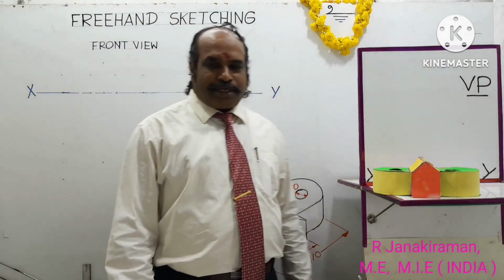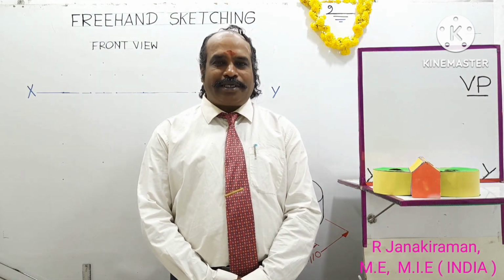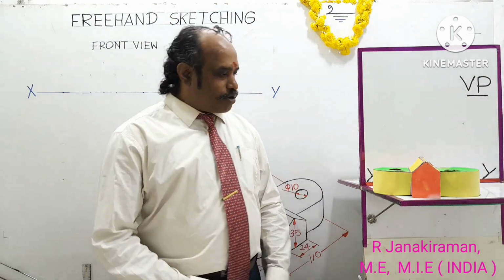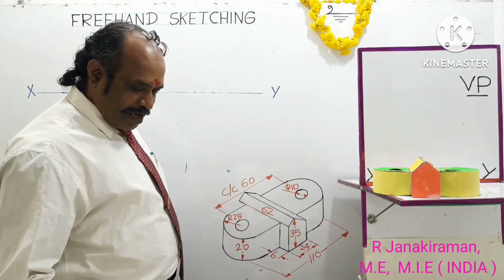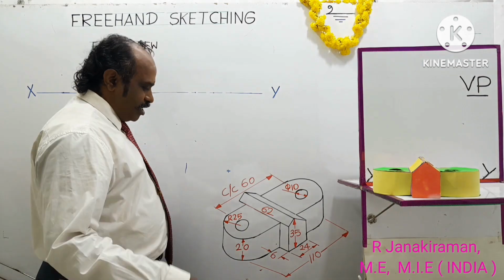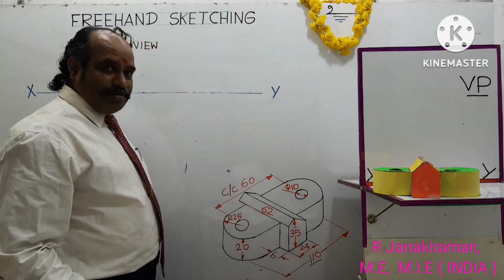Yes, welcome. The topic is about freehand sketching on the subject engineering graphics, applicable for students studying BE BTech first year. Look at this diagram shown on this marker board. It's a three-dimensional diagram. We'll have the length of the object. This is called the length of the object, given as 110 mm, that is 11 centimeter.